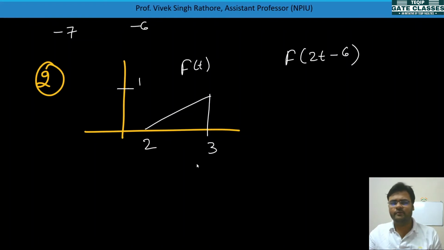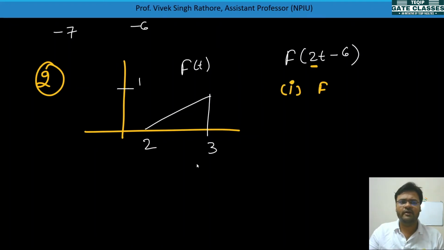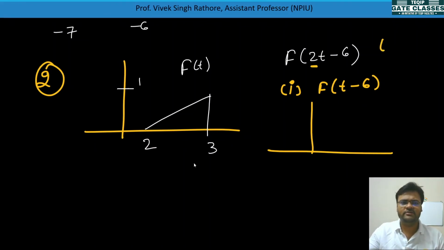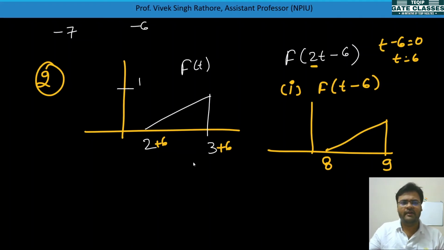Now how can we do it? I told you that whether scaling or reversal is there, first you need to do the shifting property. So you need to plot f(t-6). You equate t-6 with 0, so t is equal to 6, and you need to add 6 to the values. So 2 plus 6 is 8, and 3 plus 6 is 9. This is the value you get for f(t-6).